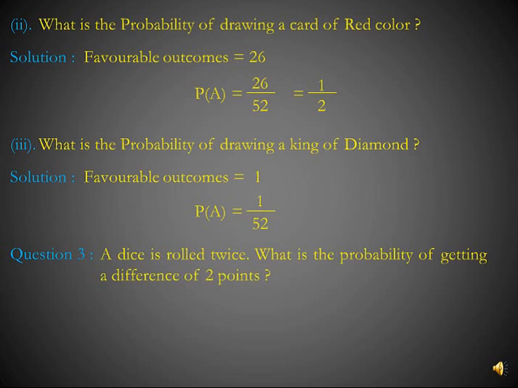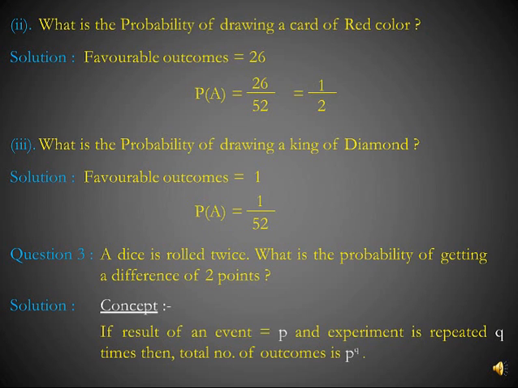Our third question is, a dice is rolled twice. What is a dice? As you all must have played Ludo in your childhood, so that is the dice. What is the probability of getting a difference of 2 points? What is asked in the question? You roll a dice twice, and what is the probability that the difference of 2 points comes in your rolling?